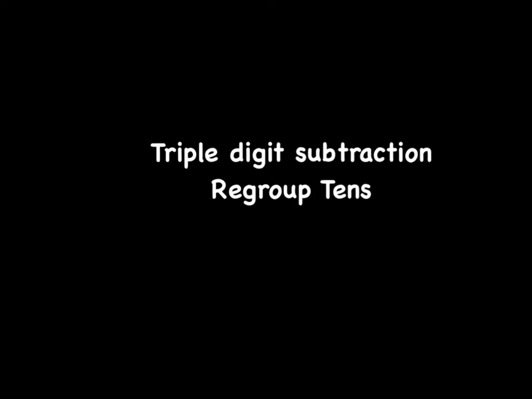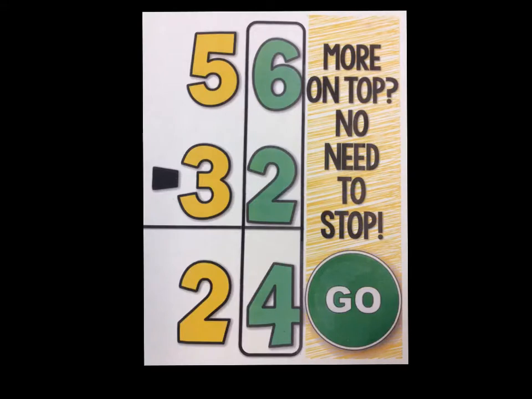Triple digit subtraction, regroup tens. With subtraction, there are three rules. The first one I want to talk about: if there is more on top, no need to stop. So if you notice, the 6 is larger than the 2, and since it's on top, I can subtract 2 from 6, which gives me 4.